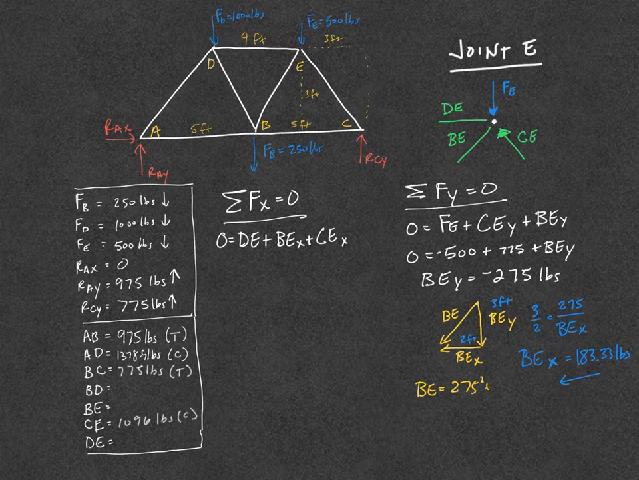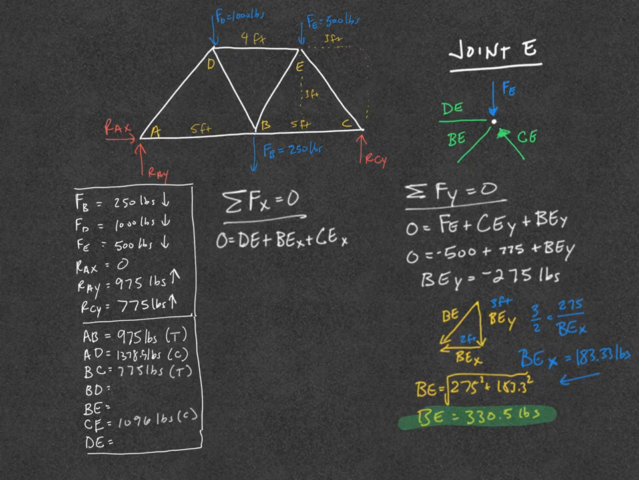I can then solve for BE by using the Pythagorean theorem, squaring my values, taking the square root, and I get about 330.5 pounds. That's going to be down and to the left, which means that member is going to be in tension.